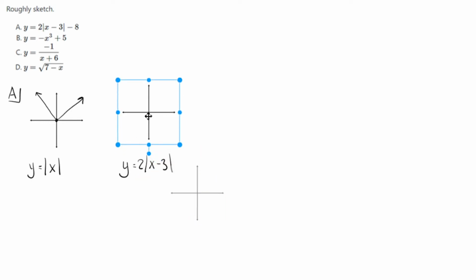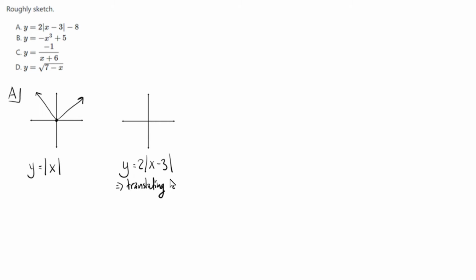Put in another pair of axes. And subtracting 3 from the variable means that we are translating to the right by 3 units. So we are translating to the right by 3 units. So it's going to be like this, and this is 3.